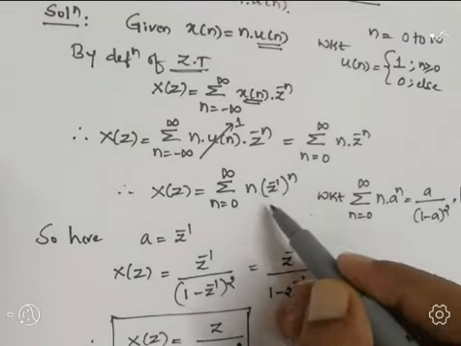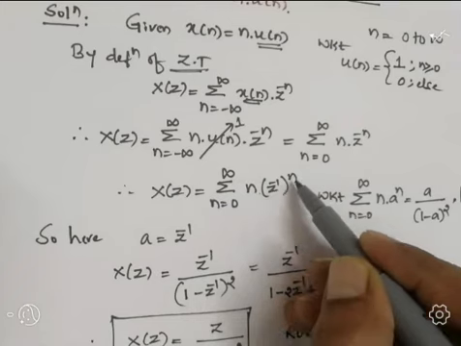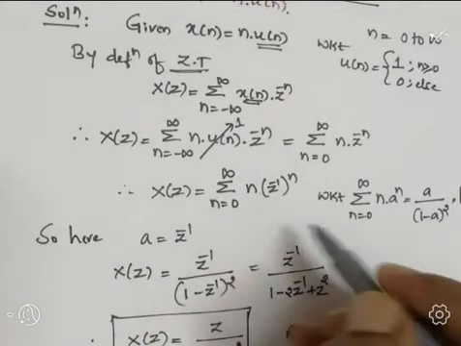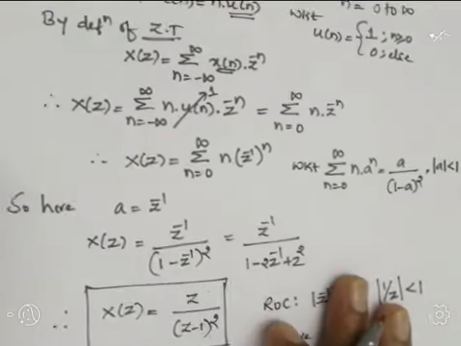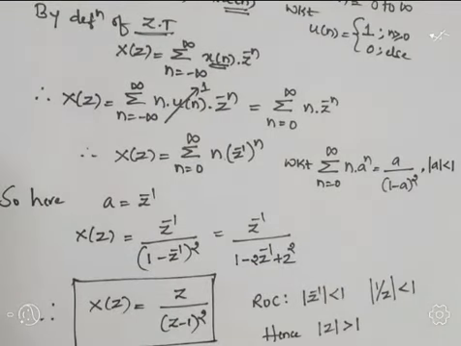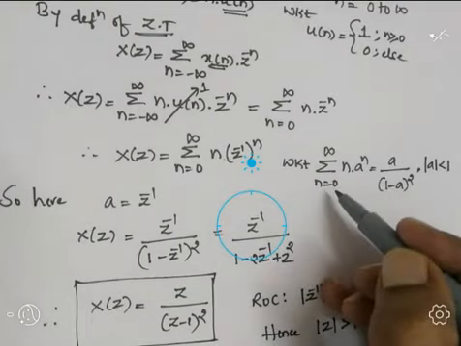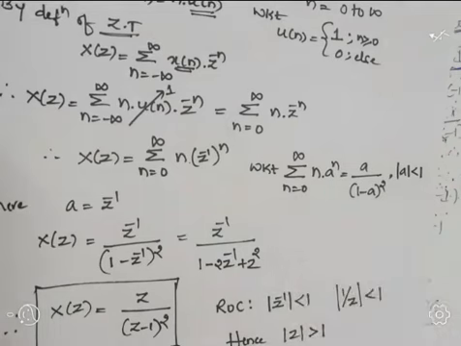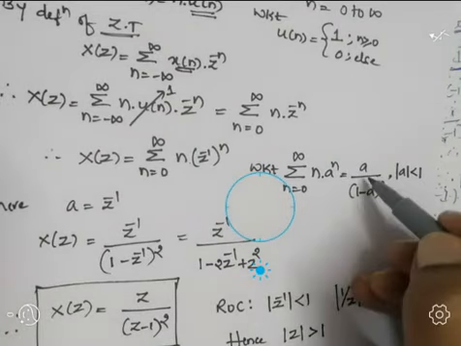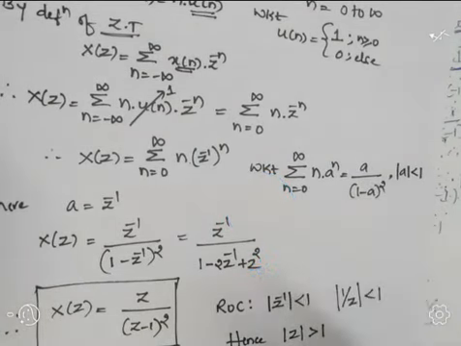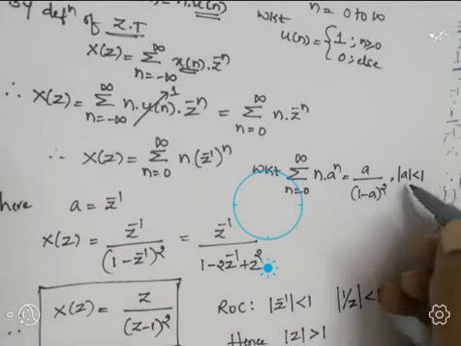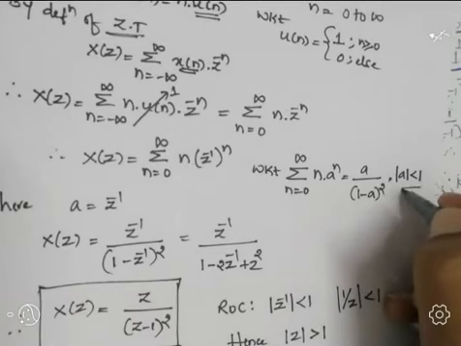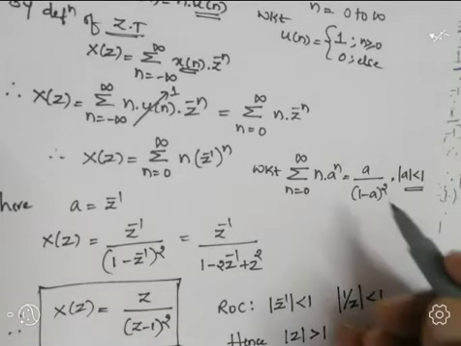Now X of z equal to summation over the limits n equal to 0 to infinity, n multiplied by z to the power minus 1, with the power term n taken outside. Why did I write it like this? Because we have one standard summation formula: summation n equal to 0 to infinity n multiplied by a to the power n. The answer is a divided by 1 minus a whole square, where mod of a is less than 1.